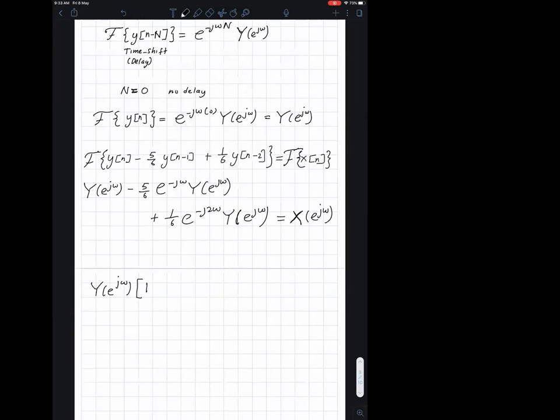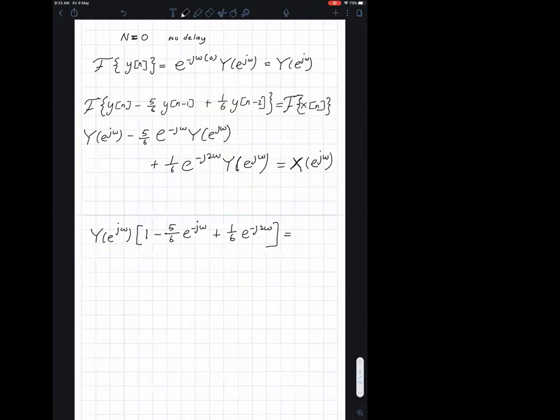So it's going to be 1 plus 5 over 6, and that equals x, which is a function of e to the j omega. Don't put the e too big. Okay.